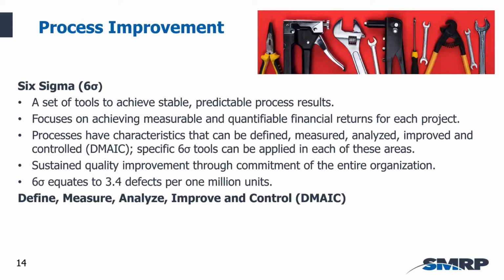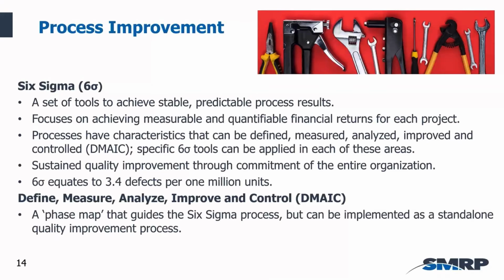So just another word on DMAIC, the define, measure, analyze, improve, and control. When you think about DMAIC, think about that as more of a phase map. It guides the Six Sigma process. But I want you to know you can also use this DMAIC methodology or this phase map. You can implement it as a standalone quality improvement process. You don't necessarily have to go through the whole Six Sigma certification process. You can just use the same tools.